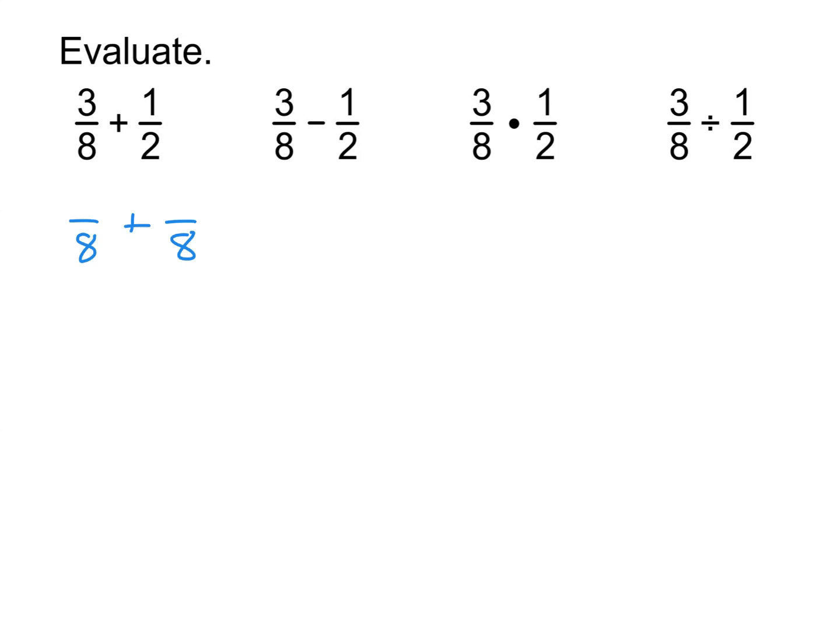Now the 3/8, of course, that's already over 8, so that's going to stay at 3/8. For the second one, I need to turn the 2 into an 8. Now what do I multiply 2 by to make it into an 8? 2 times 4. And so whatever I multiply the bottom by, I multiply the top by the same thing. And so that's why that one becomes 4/8. Once you have your common denominator, then you can go ahead and add straight across the top. So 3 plus 4, that's going to give us a 7.